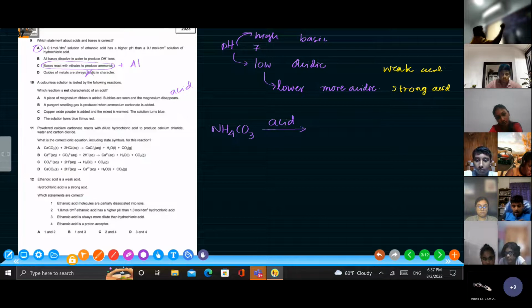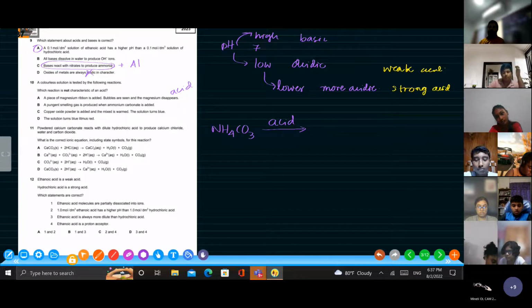Can you tell me what gas is coming out? You add an acid to ammonium carbonate. Ammonium carbonate is a very tricky compound in your syllabus. I'll tell you why. Because it has an ammonium ion and it has a carbonate ion. When you add acid to this, what is the gas produced? Carbon dioxide. Pretty sure? It's a carbonate. What about online students? It's carbon dioxide.